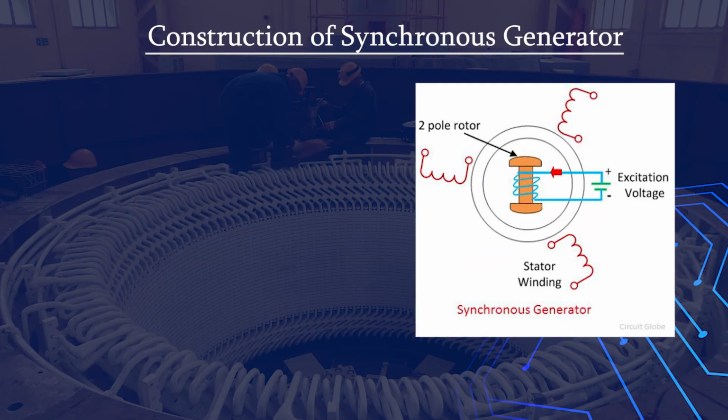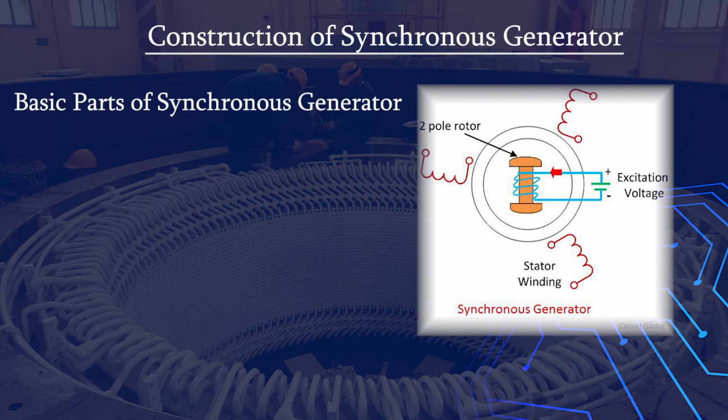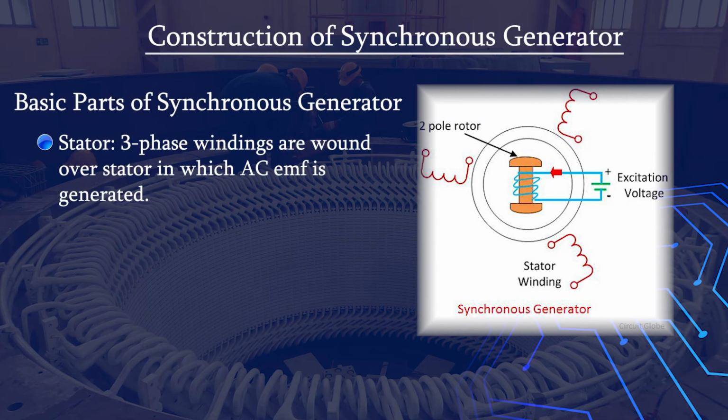Now let us see the construction of the synchronous generator. These are the basic parts of a synchronous generator. We have the stator. On this stator we put the three-phase winding. Over this winding we have the AC EMF generated. Then the second component in the machine is the rotor.